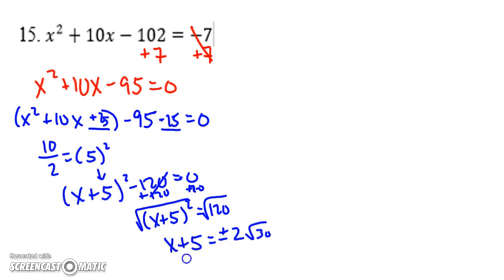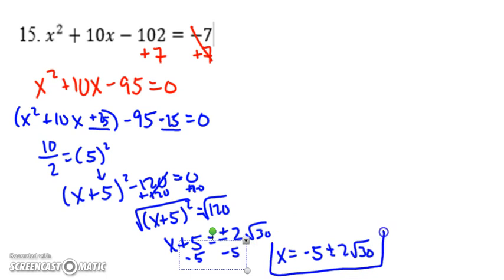So to get x by itself, I have to subtract 5 on both sides. However, I can't combine anything on that side, so we just get x equals negative 5 plus or minus 2 radical 30. Okay, so that's one method we can use. The other method, we'll see if I have room on this page or not, is to use the quadratic formula.